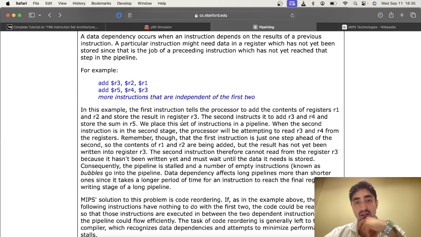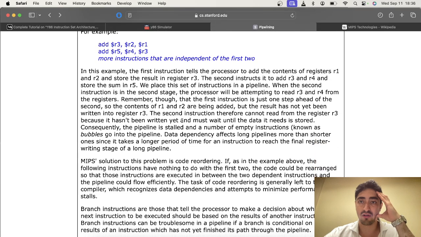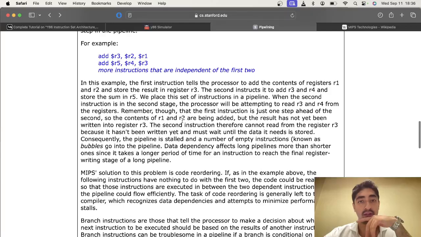We place this set of instructions in a pipeline. When the second instruction is in the second stage, the processor will be attempting to read R3 and R4 from the registers. Remember though, the first instruction is just one step ahead of the second one, so the contents of R1 and R2 are being added, but the result has not yet been written into register 3. The second instruction therefore cannot read from register 3 because it hasn't been written yet and must wait until the data it needs is stored.